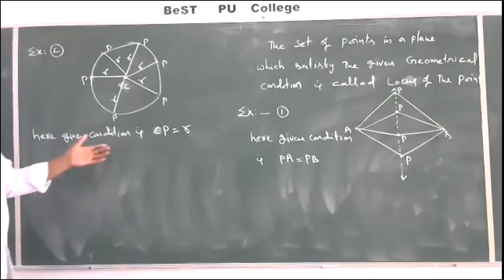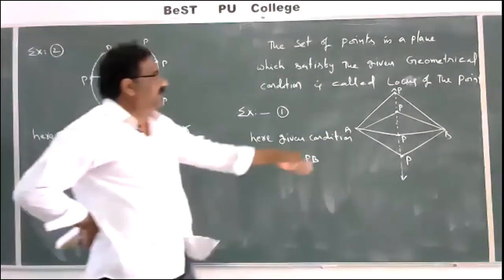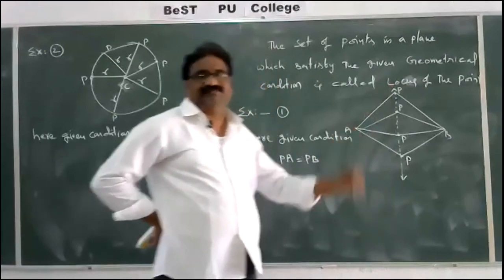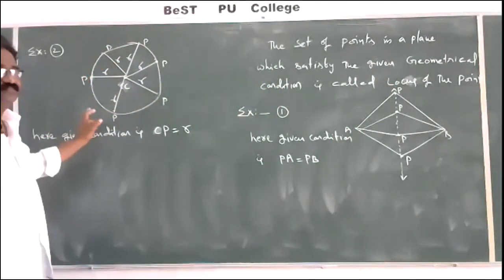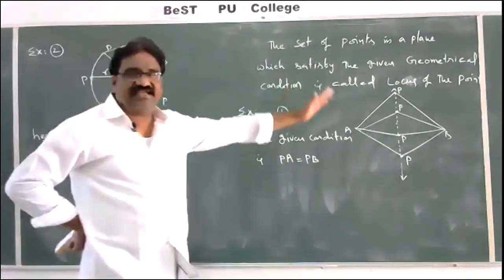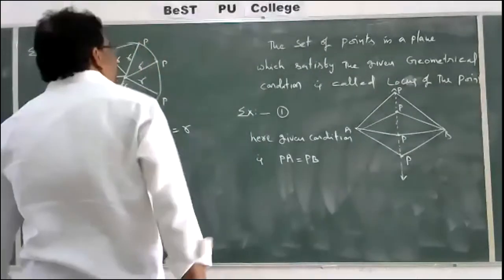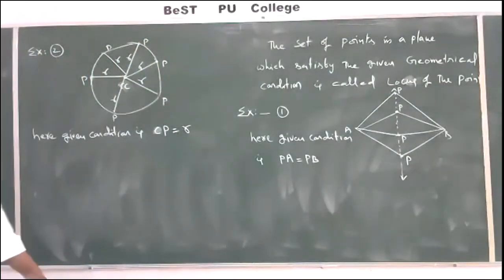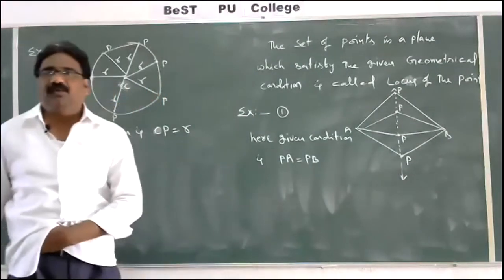For example, here the locus is a circle. Here the locus is a straight line. Here the locus is a circle. Here the locus is a straight line. This is called locus. The set of points in a plane which satisfy the given geometrical condition is called locus of the point.